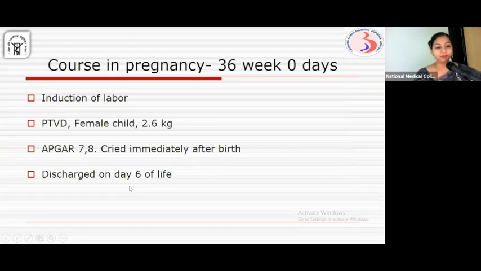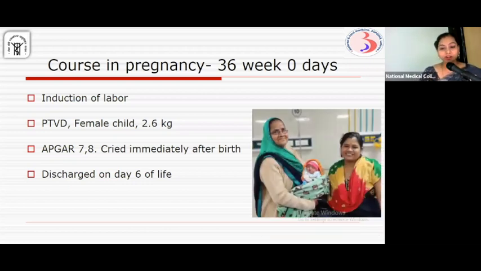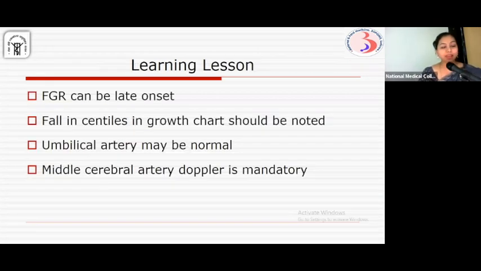Induction of labor was done for this patient, and the preterm vaginal delivery was monitored thoroughly. She delivered a female child of 2.6 kg, Apgar being 7 and 8. The baby cried immediately after birth and was discharged on day 6 of life. So this was our baby and mother. The learning lesson from this case is that FGR can be late onset.